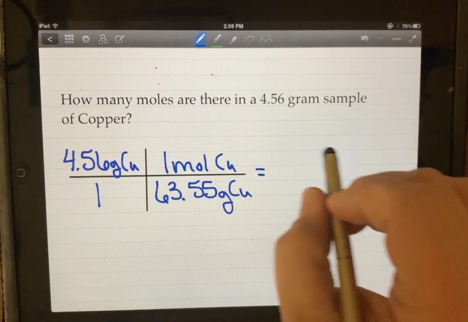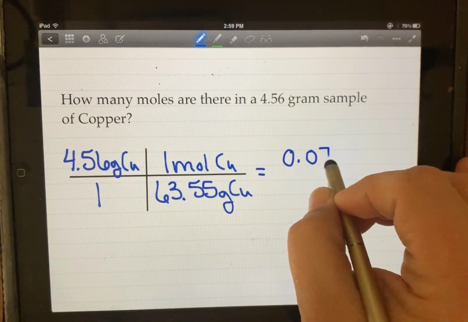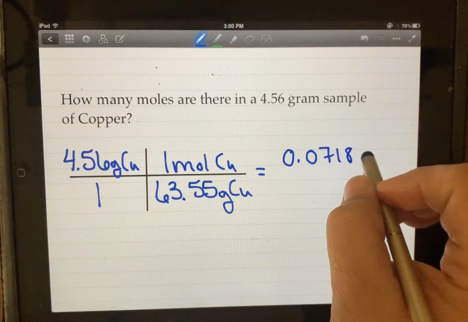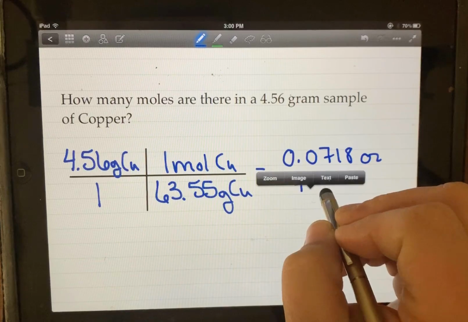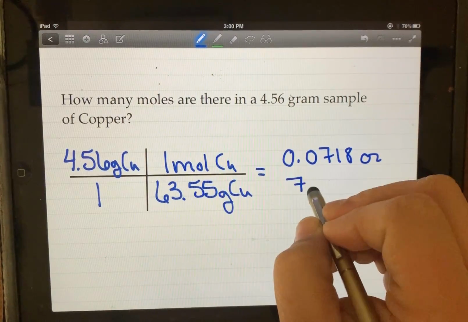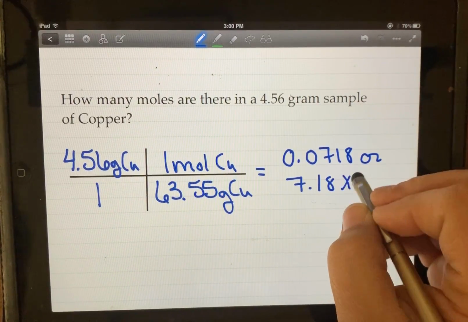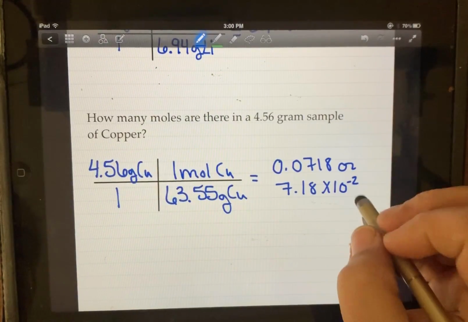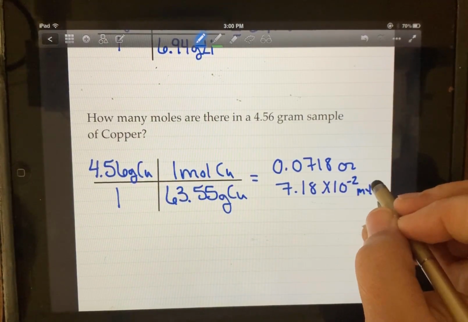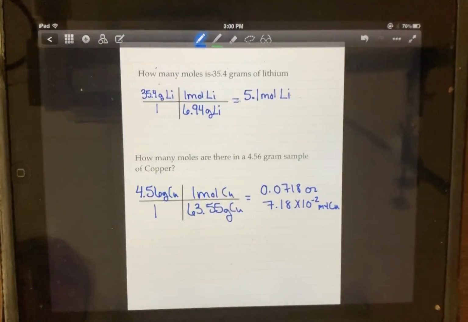And when I do the math, I get 0.0718, or a better way of writing that is 7.18 times 10 to negative 2 mole Cu. So that's going from grams to moles.